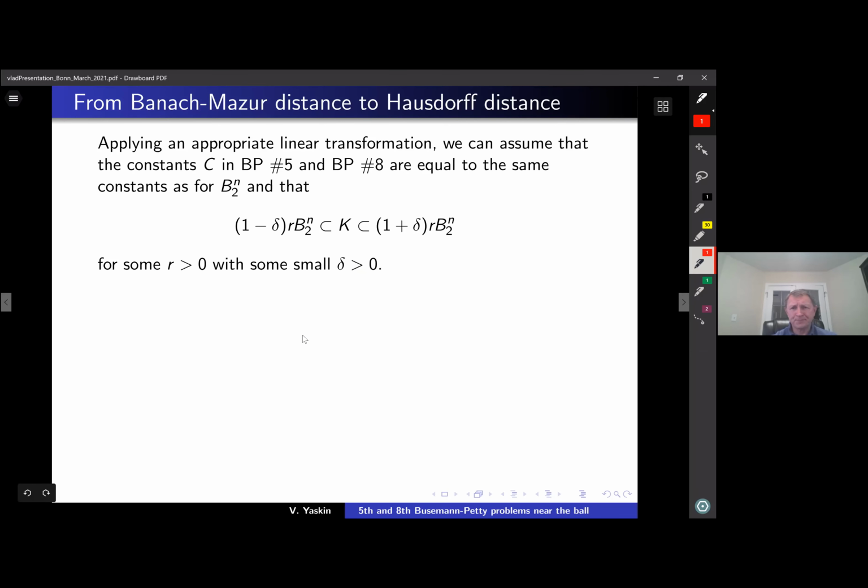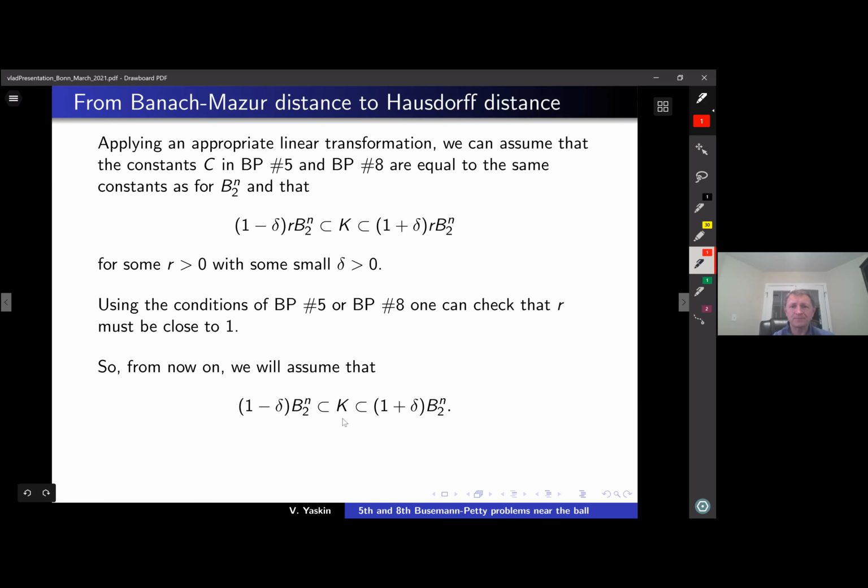Okay, so let's start with some observations. First of all, we can apply a linear transformation to the body K, and we can assume that the constants in the conditions of problem 5 and problem 8 are equal to the same constants as we have for the Euclidean ball. Okay, that's the first assumption, and the second assumption is that K contains the Euclidean ball of radius 1 minus delta times r with small delta, and is contained in the ball of radius 1 plus delta times r for some r. But actually, using the conditions of these two problems, one can check that this r is close to 1. So we can just erase it from here.